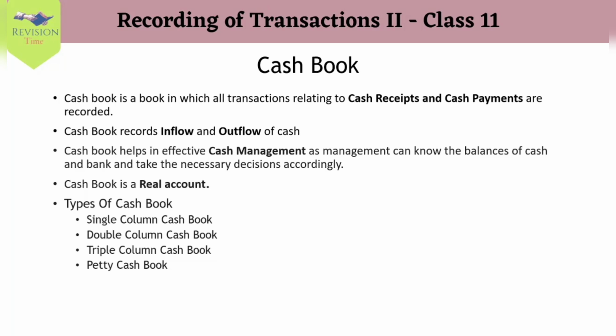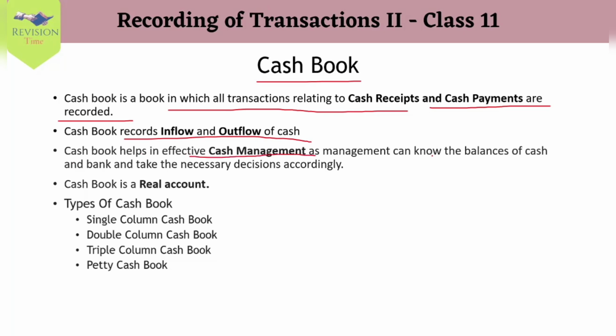So for a quick revision, cash book. Cash book is a book in which all the transactions related to cash receipts and cash payments are recorded. So in short, inflow and outflow of cash transactions are recorded in our cash book. Yes, cash book helps in effective cash management, as management can know the balances of cash and bank and take the necessary decisions accordingly. So cash book is a real account. We know the rules of real account: debit what comes in and credit what goes out. So cash book is our real account.